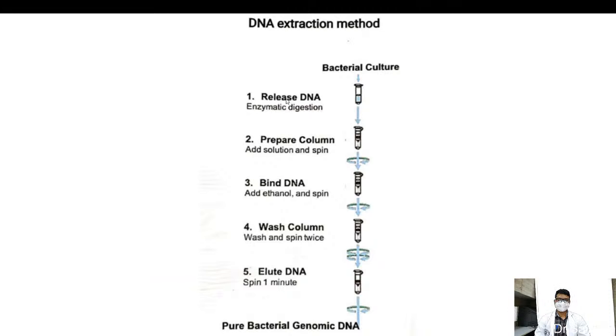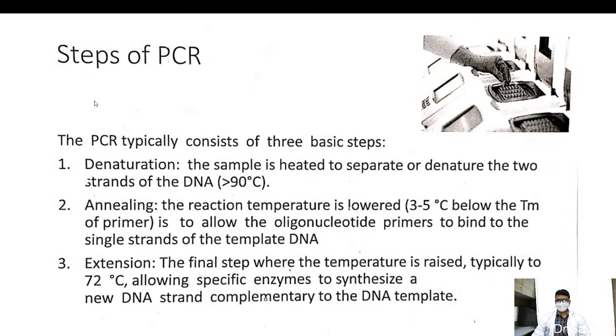So here is the flow chart for extraction. So for the release of DNA, then for formation of a column, then we add the solution ethanol and we spin it. After spin it, we will have all the DNA that is entrapped into the silica. Then we have to wash it and spin it for 1 minute, and we will be eluting the DNA from this. And regarding the steps of PCR, basically they contain 3 steps. First is denaturation, then annealing, then extension.